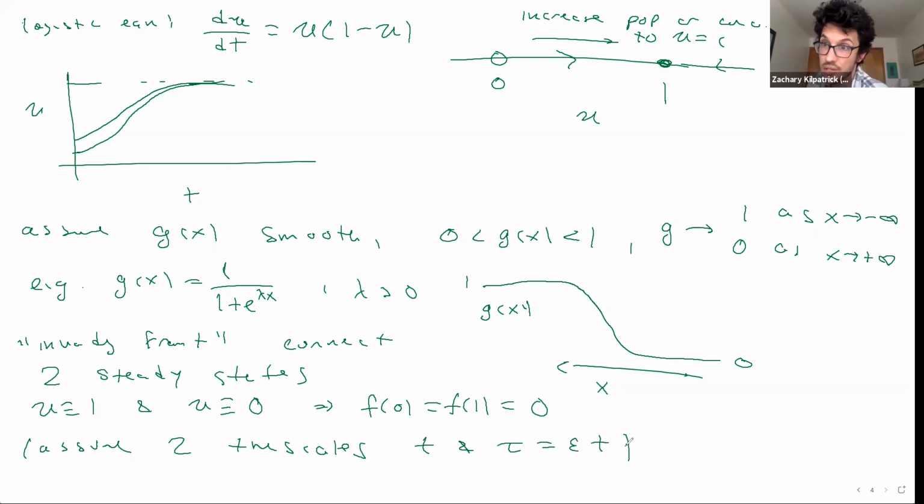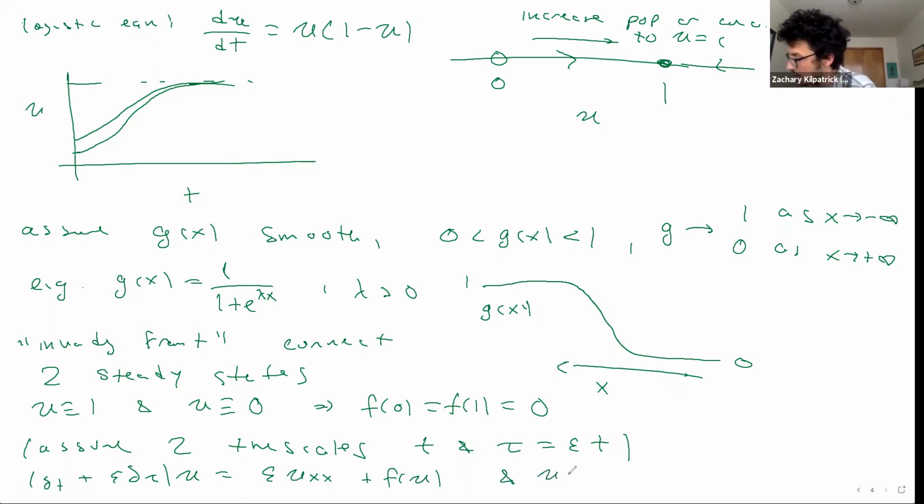We're just going to assume that we have an additional time scale that's going to slowly modulate the shape of the front in the direction of the asymptotic shape of the front. So if we make these assumptions, we have (dt plus epsilon d tau) of u equal to epsilon uxx plus f of u. It just modifies the total time derivative here. And then, of course, we need to write u now as not just a function of x and t, but also tau.